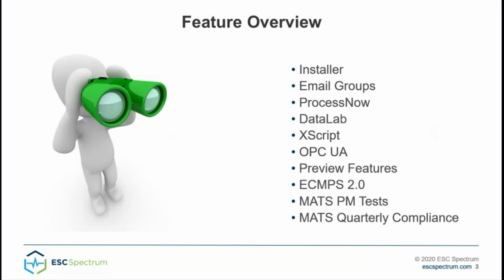So some of the 7.5 feature changes that we made were changes to the installer, email groups or alarm emailing, some ProcessNow changes, data lab, XScript, some OPC UA improvements, some changes to preview features, and then of course ECMPS 2.0 and MATS PM tests and quarterly compliance.